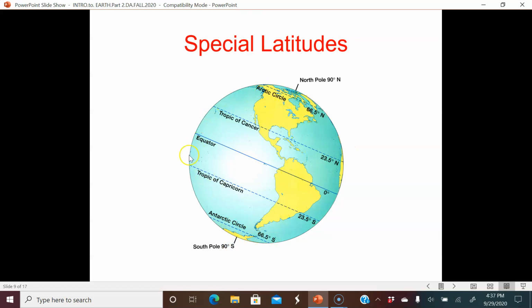I want you to remember these. Not only do I want you to remember the names, I want you to remember the latitudes, the actual numbers, and the direction. Why? Because it's important with respect to the relation between the Earth and the Sun, and the receipt of solar radiation, and then weather and climate.